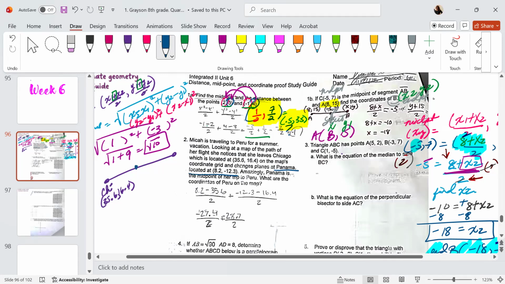Midpoint, as 8.2 and negative 12.3. And then what's the last one? Like Peru. So which one's the endpoint here? Peru. That's what I'm trying to find, right? Yeah. It's exactly the same as the last question, except that you have decimals now, correct? Set it up.